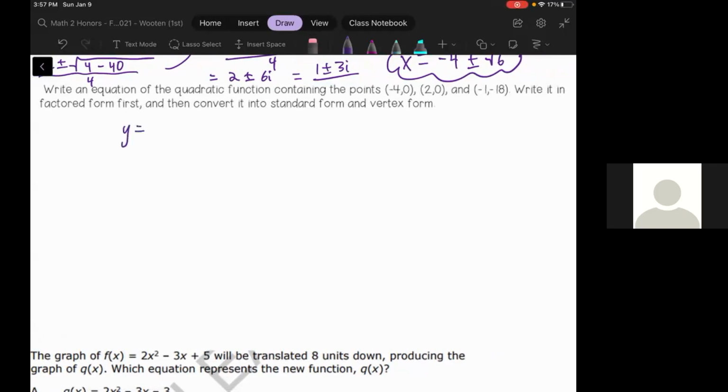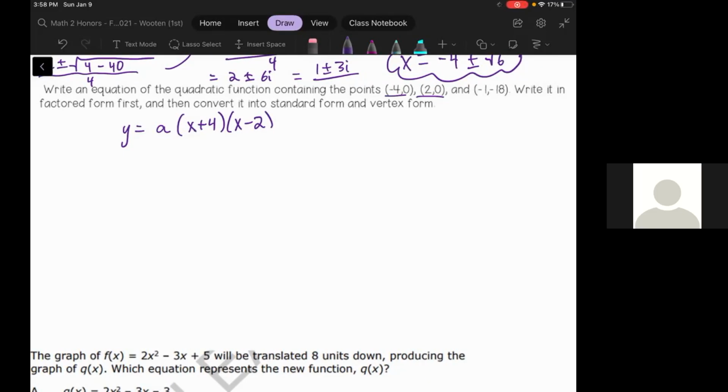I need the zeros, which I have, got 2 of them. So I don't know what the coefficient is, if there's a GCF or not. But if I have a zero at -4, then one of my factors would be x plus 4. And if the other zero is at +2, the other factor would be x minus 2. So I write those out.